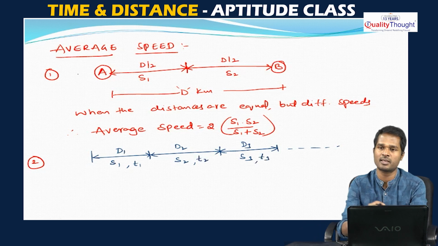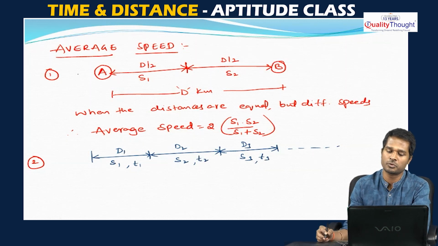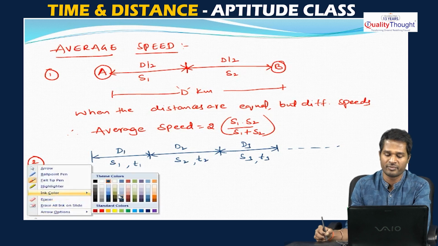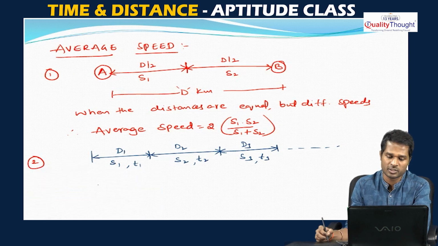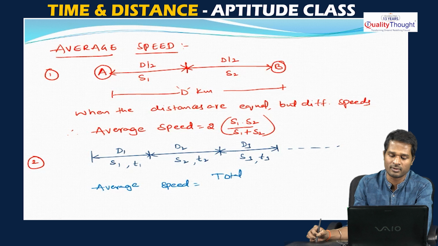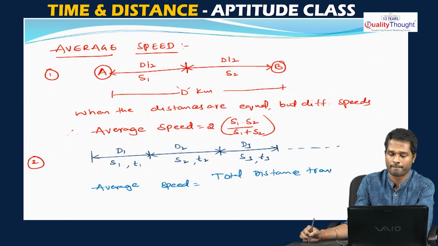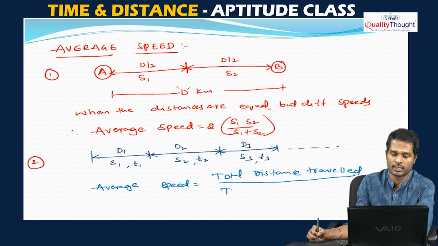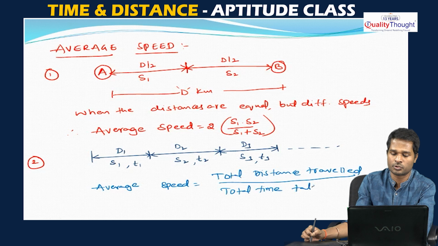Now see, in the previous case there were two equal distances, but here these distances are not equal and the total distance is made into separate parts. So how will we find the average speed in this case? The average speed in this case is given as the total distance travelled by the total time taken.